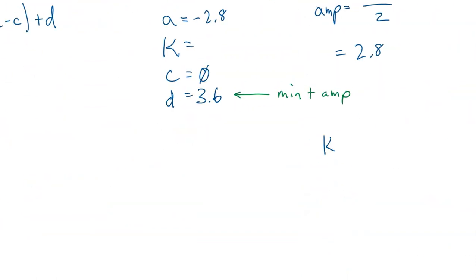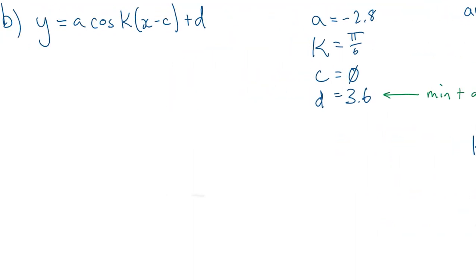So K is always 2 pi divided by the period, and our period is 12. So our K value is pi by 6. 2 pi by 12 is 1 pi by 6. I got A, K, C, D. I can write the equation.